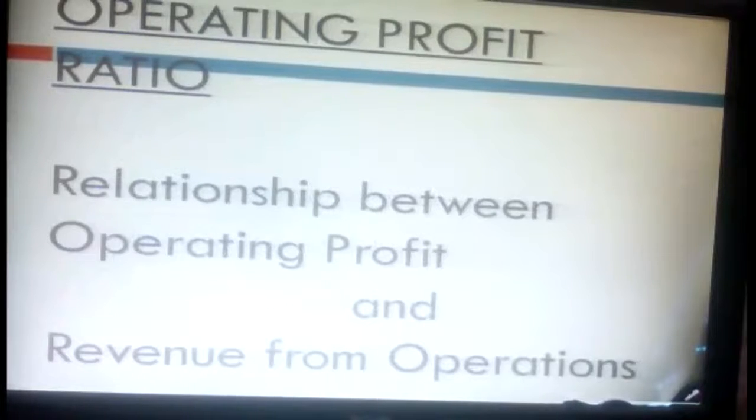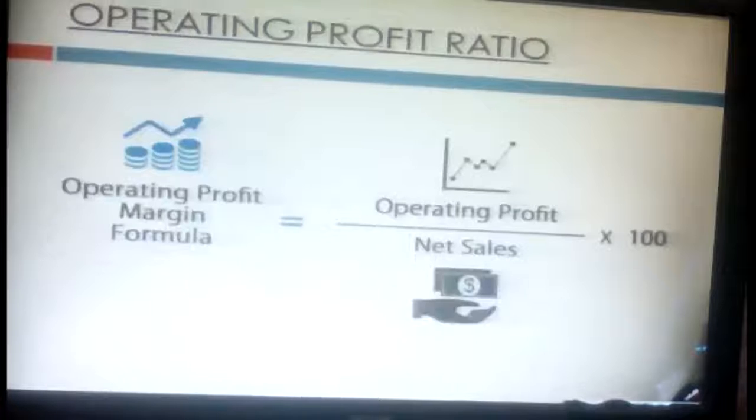Thereafter, what is the meaning of operating profit ratio? It is the relationship between operating profit and revenue from operations. You should be very careful about what is operating ratio and operating profit ratio, as definitely confusion will come. What is the formula here? It is operating profit divided by net sales into 100.